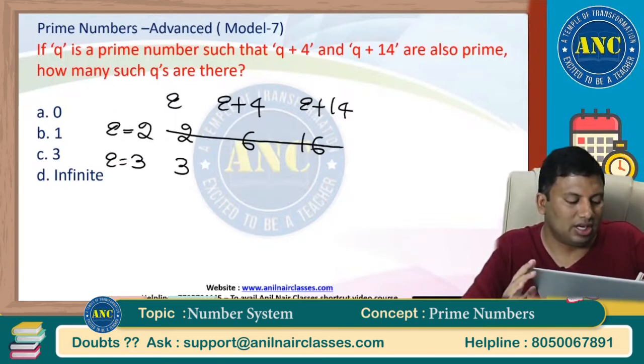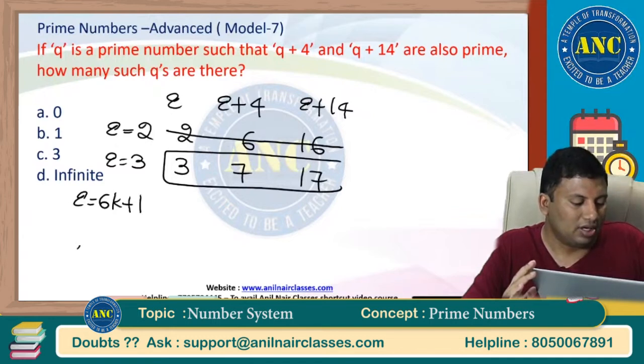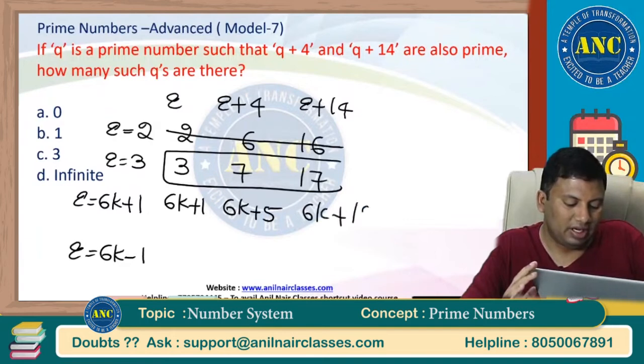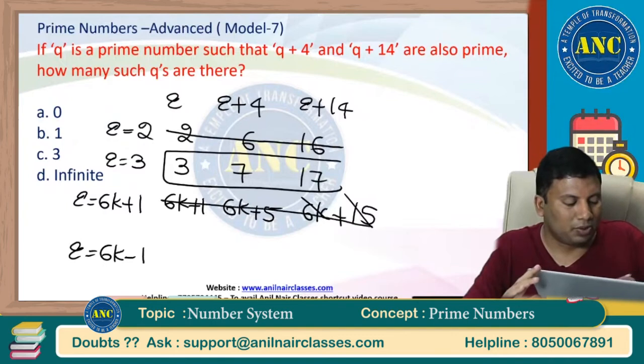Q is 3. 3, 7, 17. It is possible. Any prime number greater than 3 is of the form 6k plus 1 or 6k minus 1. So if you see these, 6k plus 1, 6k plus 5, and 6k plus 15 are divisible by 3. This case is not possible.